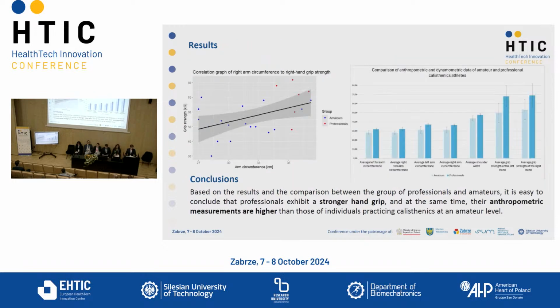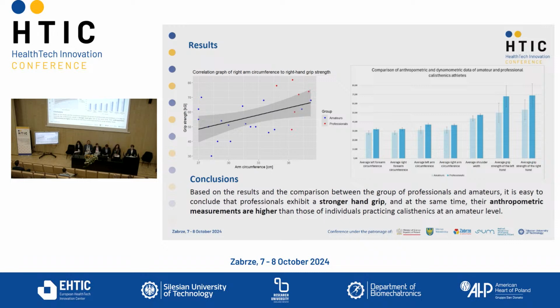The first chart on the left shows a positive correlation between arm circumference and grip strength, indicating that people with larger arm circumference tend to have greater grip strength. The regression line, the black one, highlights the overall upward trend.